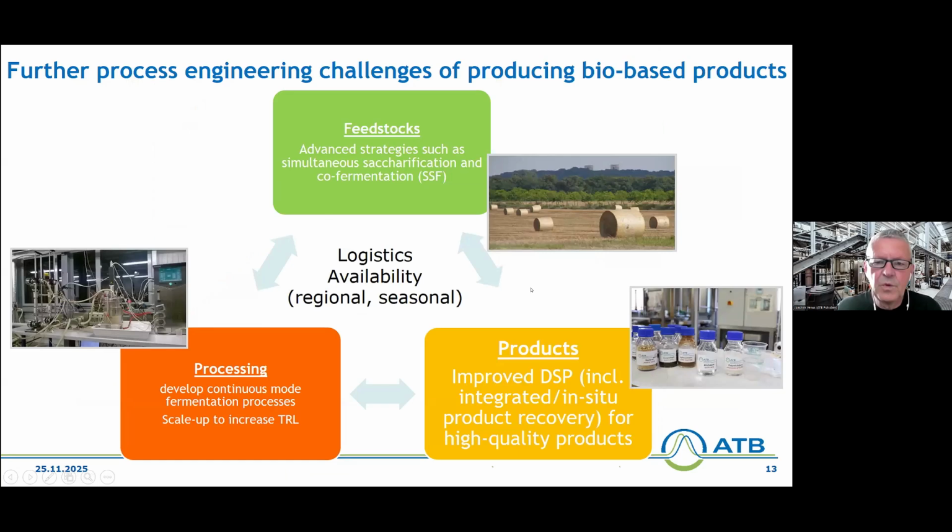And with a brief summary of having that, what I call the triangle, the feedstocks, the processing, and the products, with the different things I was already touching during my talk, the advanced strategies, for instance, where we look for partners to provide us with feedstocks, as Thomas mentioned before, and to have, in the best case, continuous mode processes in order to increase the overall process performance.